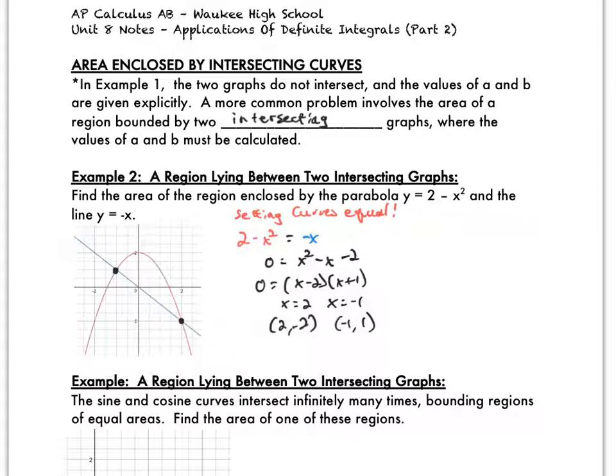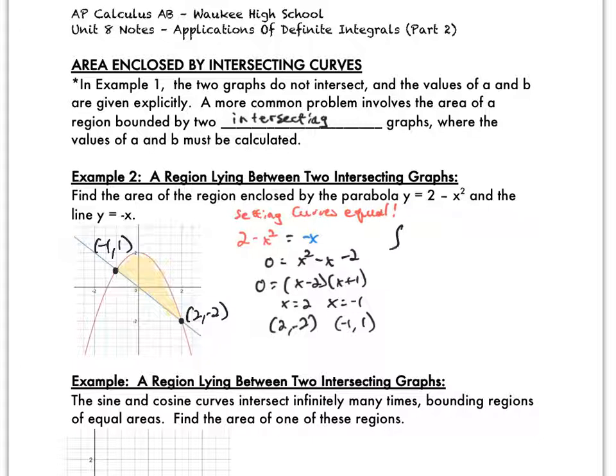So now that I know that those are the ordered pairs, negative 1, positive 1 is up here, and 2, negative 2 is down here. And if this is the area that I am interested in between these two curves, I know the red curve is always greater than the blue one in this particular situation.